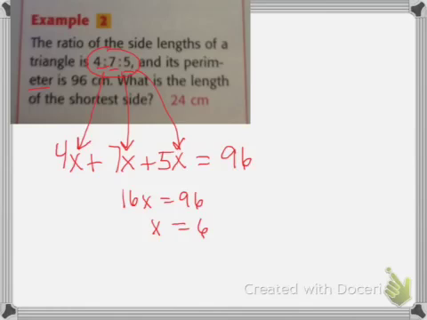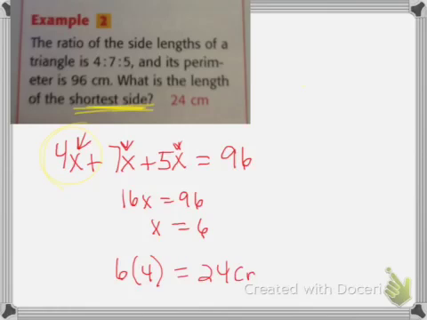The question, however, asks, what is the length of the shortest side? So obviously this one is the one that's going to be the shortest side. So I'm going to take that multiplier that I got, the 6, and I'm going to say the shortest side is 6 times 4, or 24 centimeters.